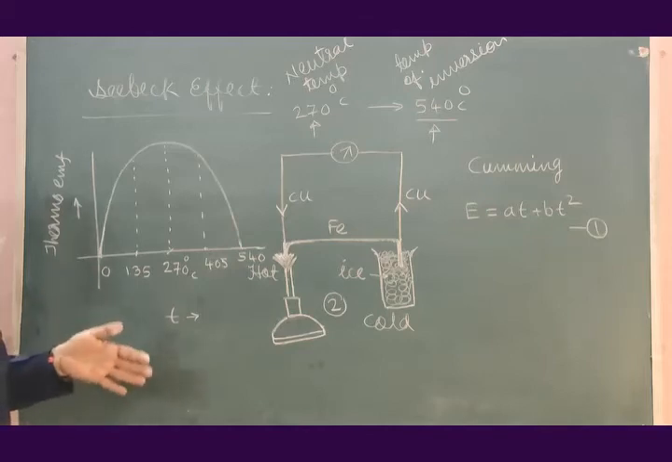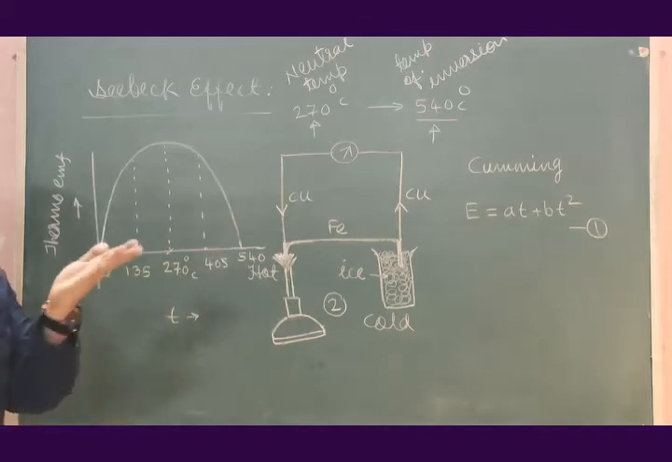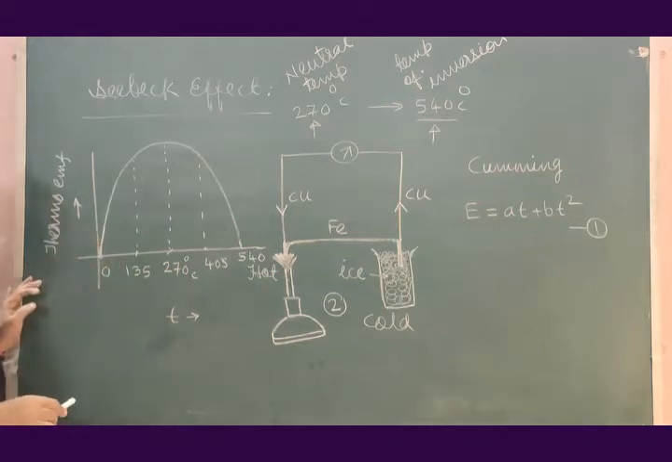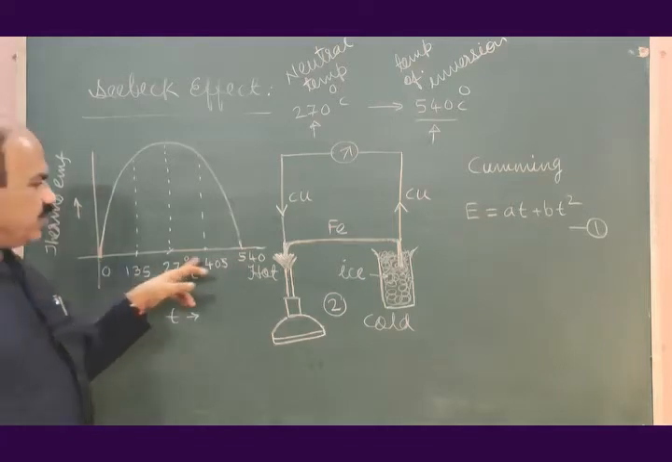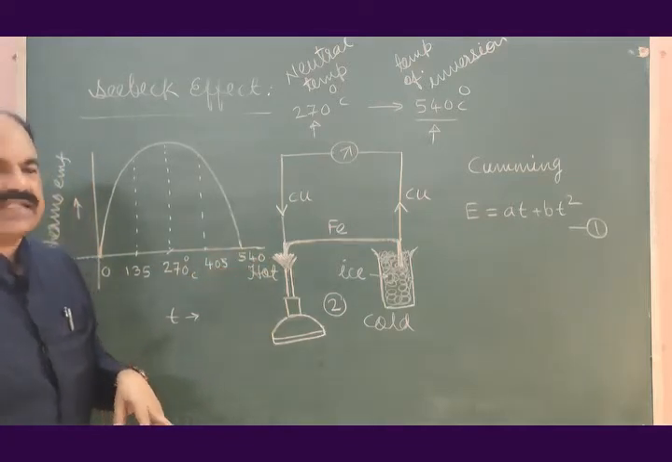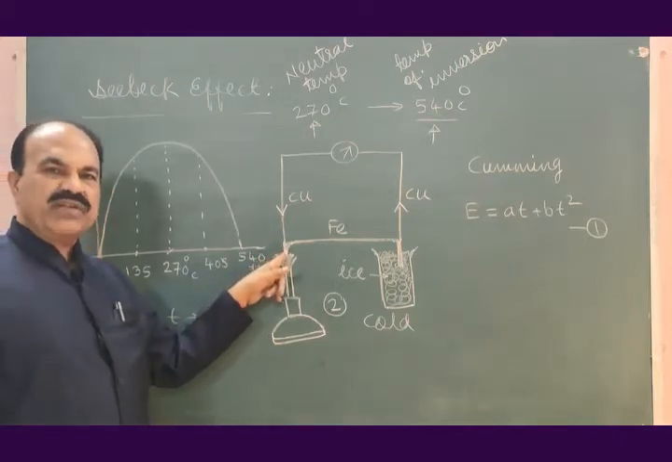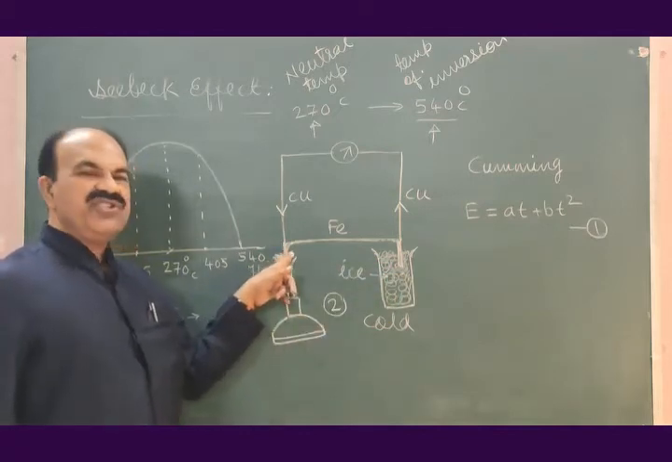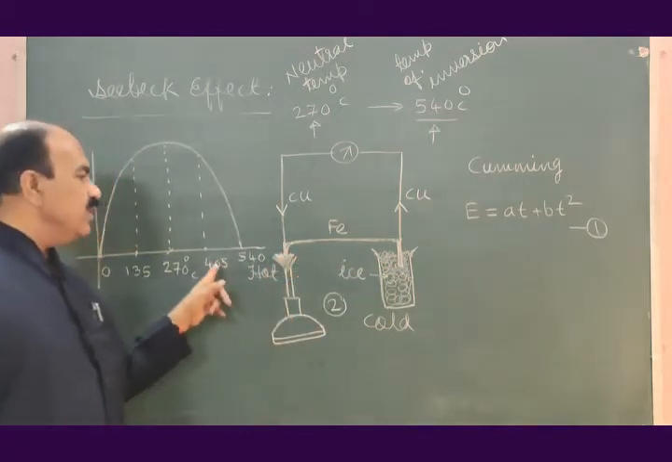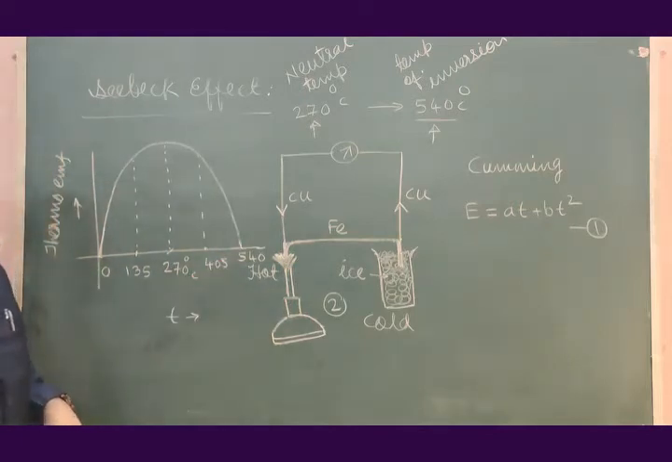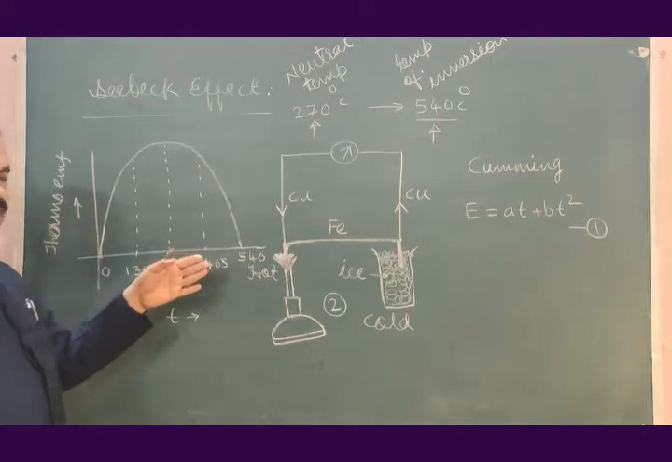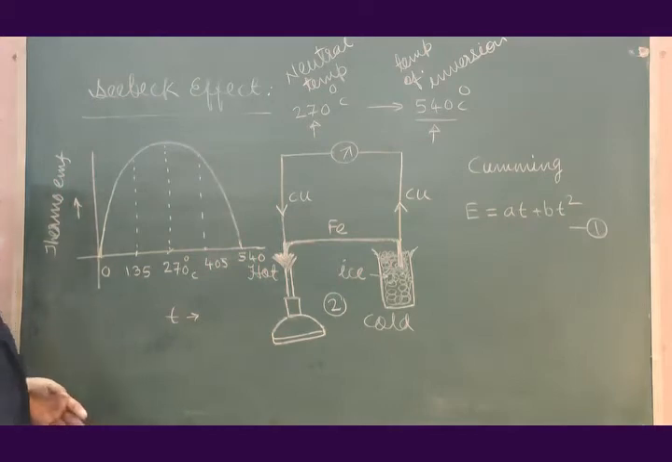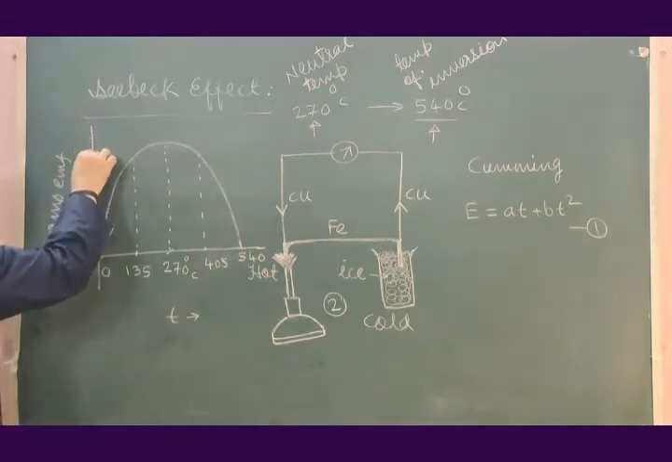The increase of temperature can be maintained through different steps, and the corresponding EMF is calculated. This is done from 0 to 540 degrees Celsius. The temperature of this junction is held constant at 0 degrees Celsius. The temperature of this junction is increased from 0 to 540 degrees Celsius, and at every temperature the EMF is found using that relation, and a graph is drawn between them.